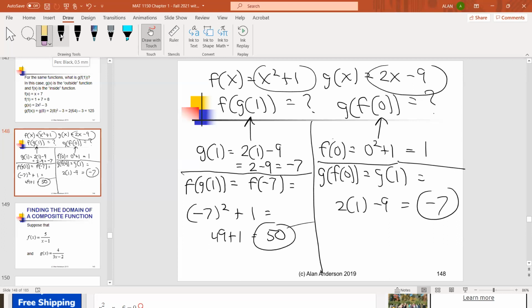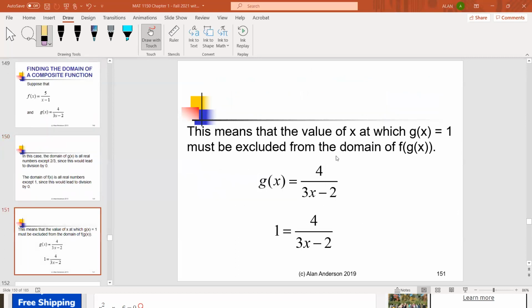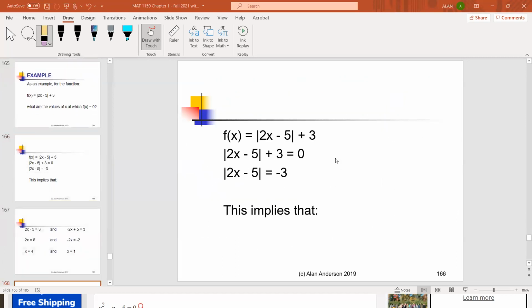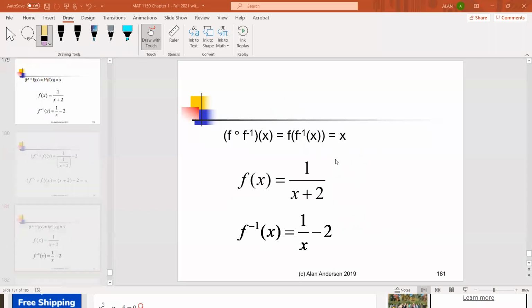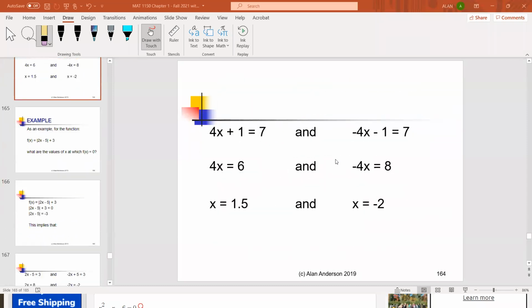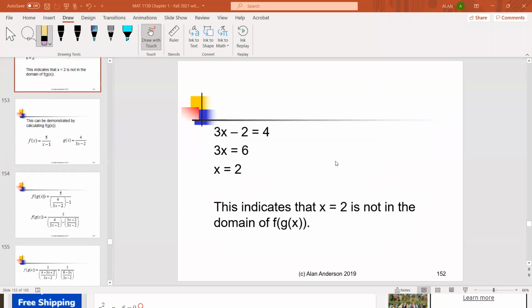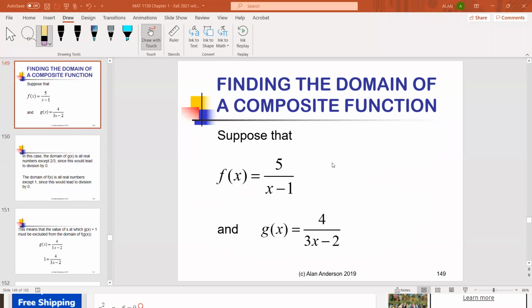All right, so it looks like we're ready to go again. So we're almost done with this chapter. There's one more thing we want to look at with composite functions. Okay, two more topics here. We want to figure out how to determine the domain of a composite function.